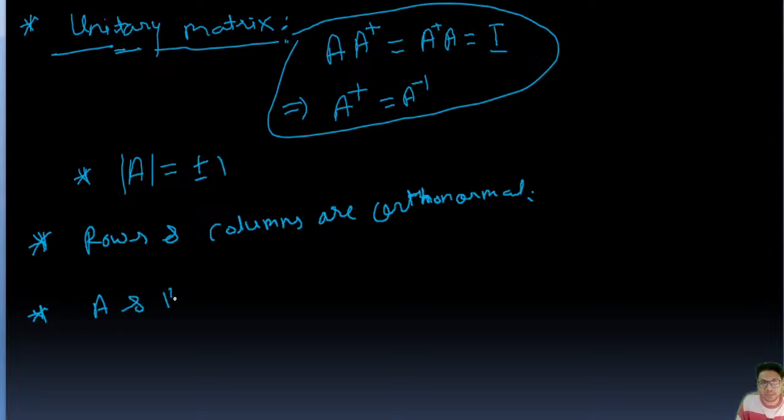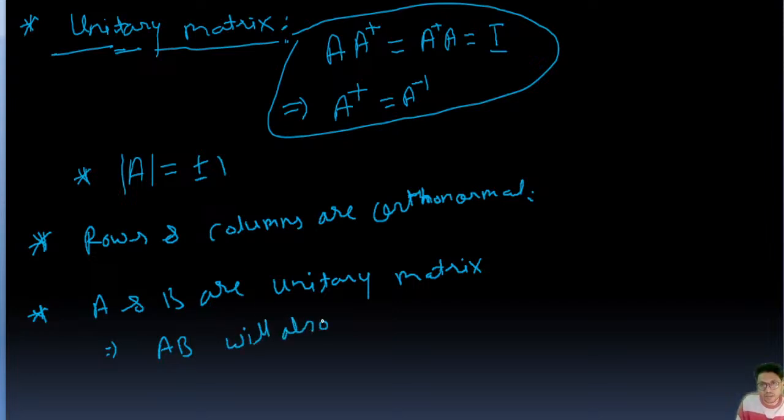If A and B are unitary matrices, this implies AB will also be a unitary matrix. It means A dagger equal to A inverse and B dagger equal to B inverse, right? And then we'll find AB dagger. This should be I.